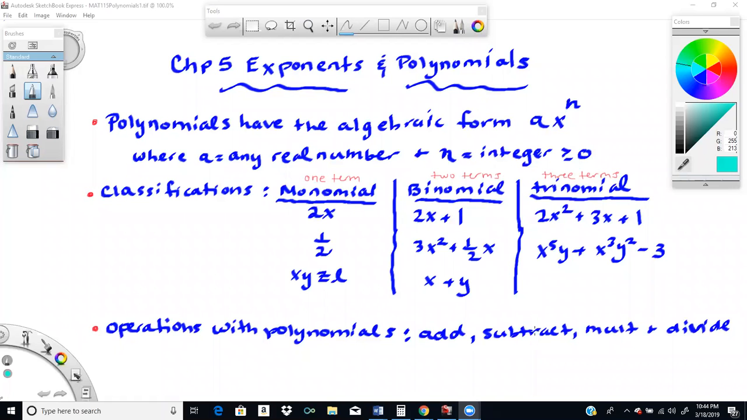Hello, we are working with polynomials. And so let me share my screen. All right, these are some notes. All right, so we're dealing with exponents and polynomials.